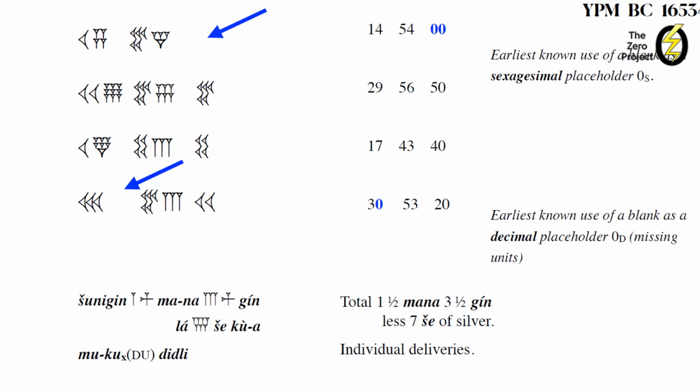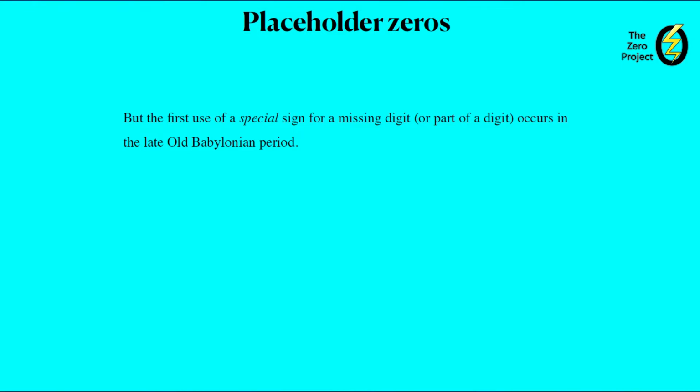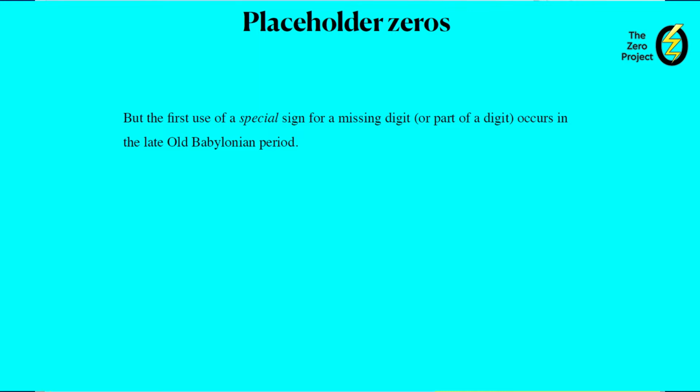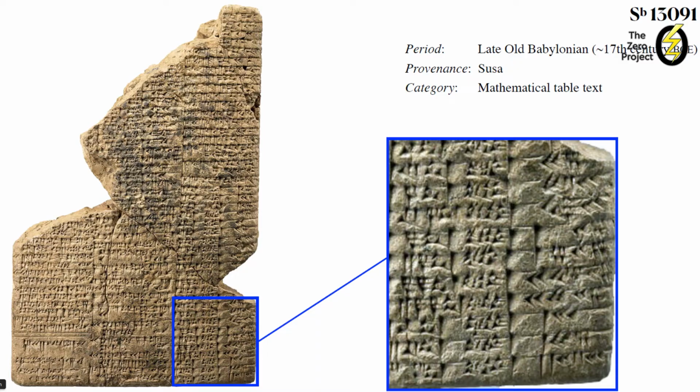and that's simply partially because this is the very first example that we know of sexagesimal writing, sexagesimal numbers. But the first use of a special sign for a missing digit or part of a digit occurs in the late Old Babylonian period. What I showed you was the late Ur-3 period. Now I want to go to the late Old Babylonian period around the 17th century BCE, and I want to leave Mesopotamia proper. I want to go over to the next country to the east in what is now Iran, and that is to Elam and to its capital Susa.